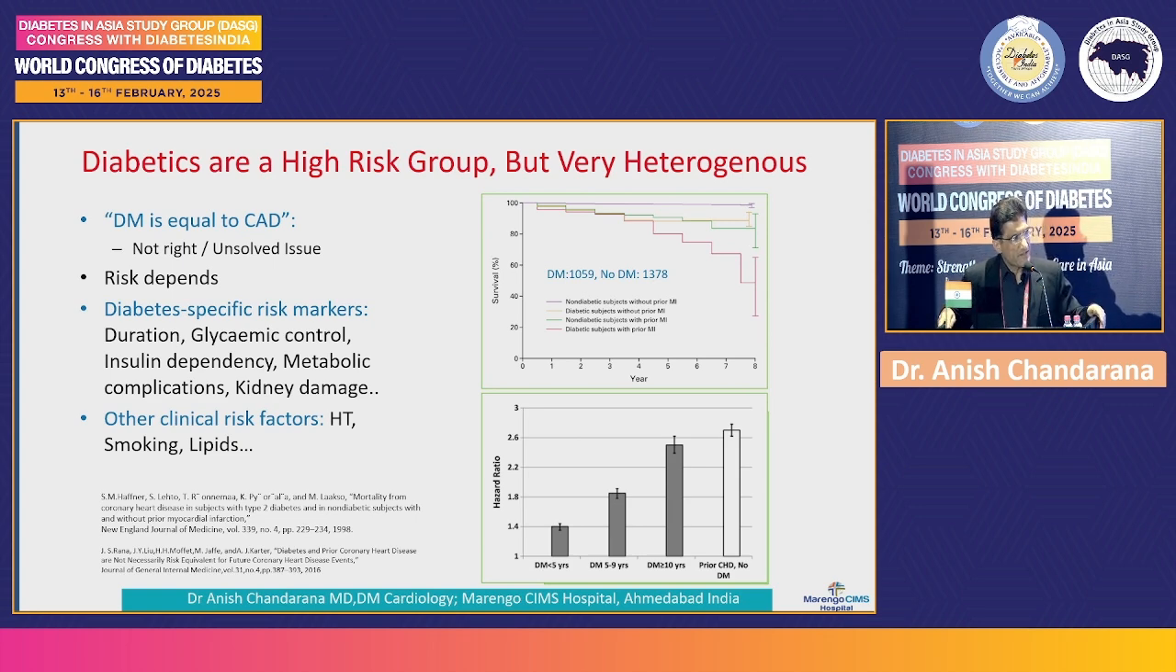The future cardiovascular disease risk depends on many things. A few of them are diabetes specific risk markers, for example, duration of diabetes, insulin dependence, glycemic control, metabolic complications, and kidney damage. And there are other clinical risk factors which may coexist in a patient with diabetes. So all this put together, diabetes is a very heterogeneous group.